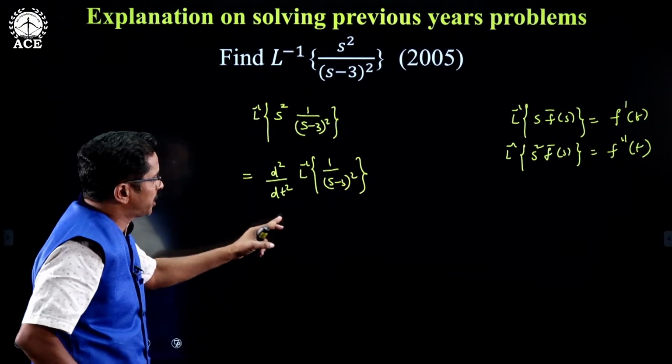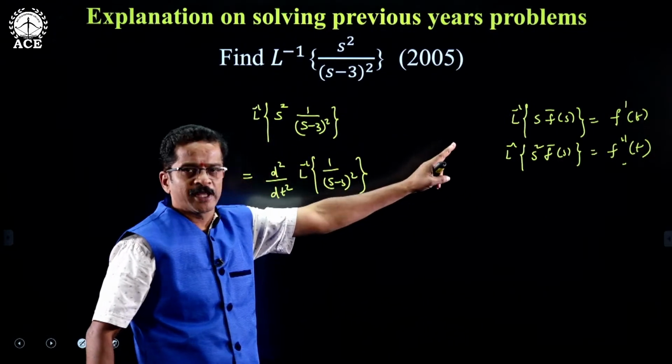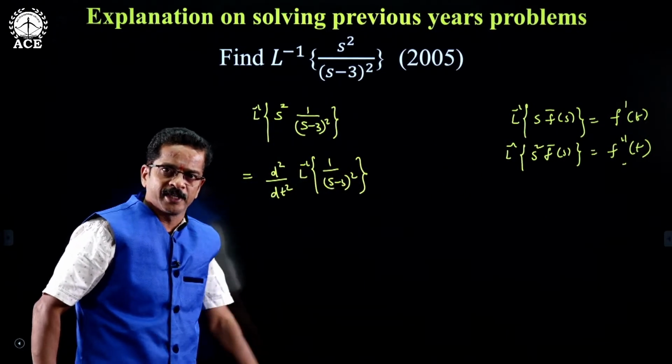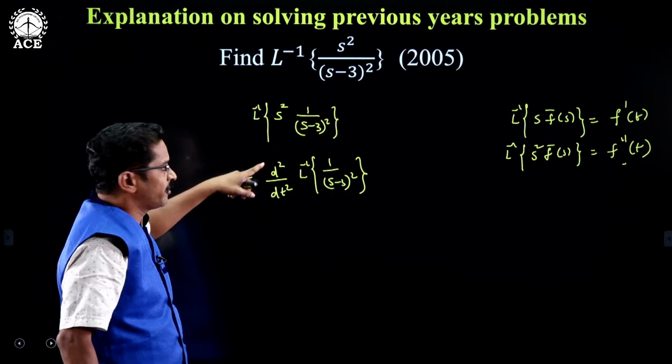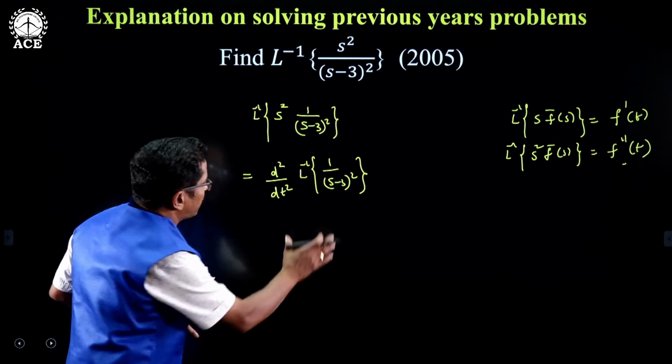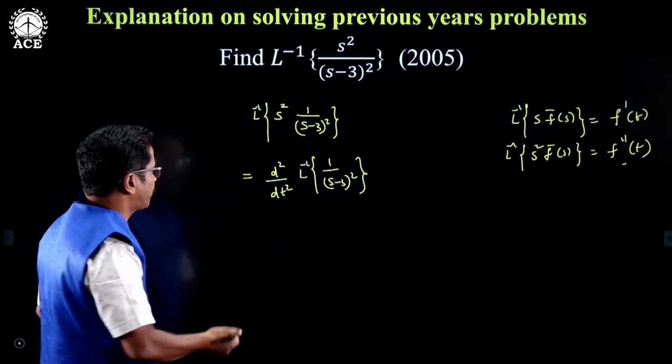d square by dt square means 2 times derivative. f of t, f dash of t means d by dt of f of t. f double dash of t means second derivative of f of t. What is f of t? L inverse of 1 by (s minus 3) whole square is f of t. That we have to find.